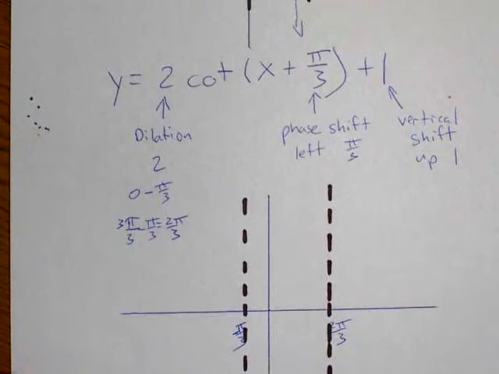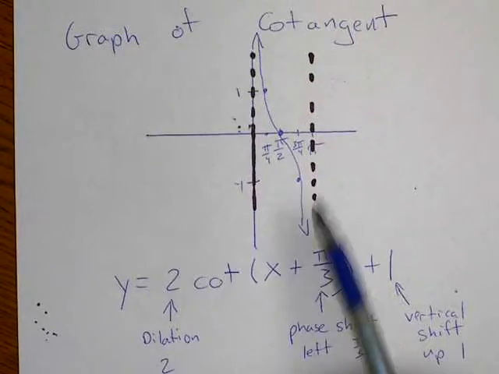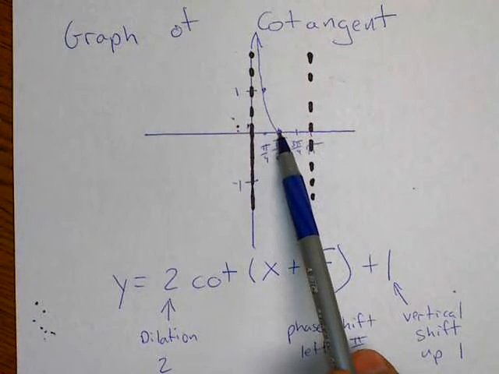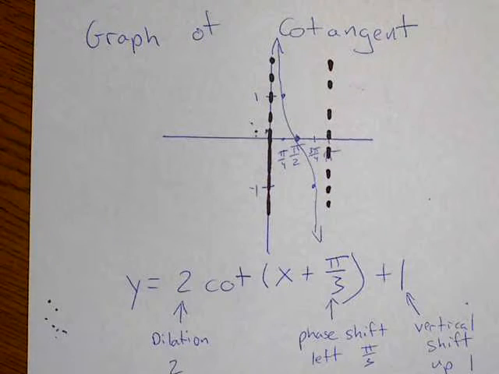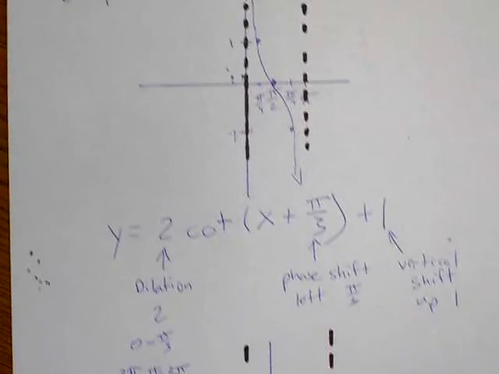Now, let's figure out the 0 point. Normally, on a normal cotangent graph, it's at pi over 2, but it has to be shifted to the left pi over 3, and then it's also going to have a vertical shift of 1. I don't worry about the dilation for this center point because it's a 0 point. We're just going to have to phase shift it over and then shift it up. The dilation only comes into play for all the other points. But this first one, because if you take 2 times 0, you get 0, the dilation doesn't really affect anything.